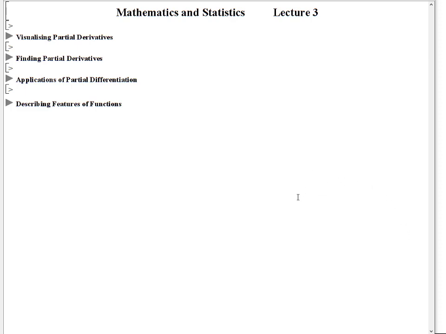Hello and welcome to part 8 of Dev Maths and Stats Refresher Course, Lecture 3. In this last part, I'm just going to look at describing features of functions using ideas related to partial differentiation.